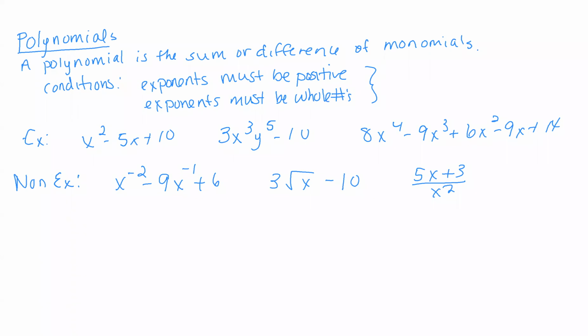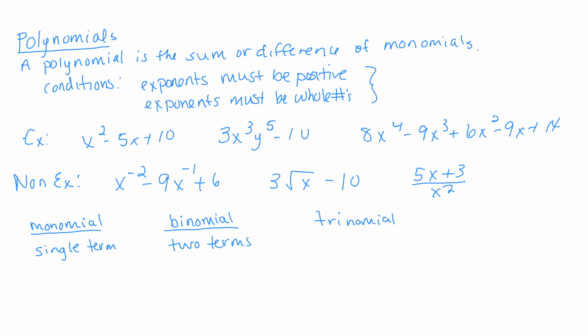Now, there are special types of polynomials. You already know one. A monomial is a single term. So it's just a single piece to a polynomial. You then have a binomial. We work with binomials a lot. A binomial is two terms, okay? And then we have a trinomial, this would be 3 terms. Okay, now you can have a multi-term situation, and we just call that a polynomial.